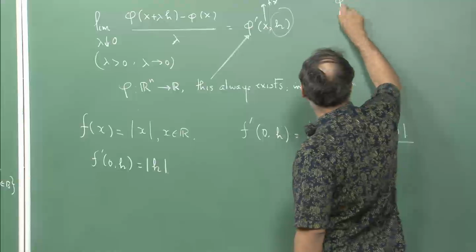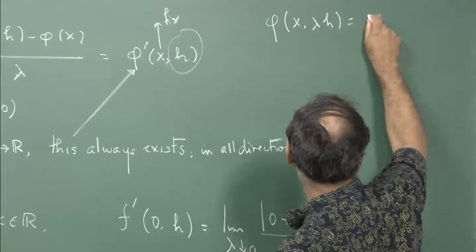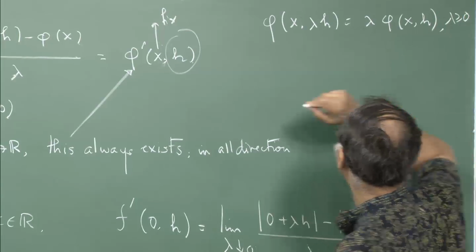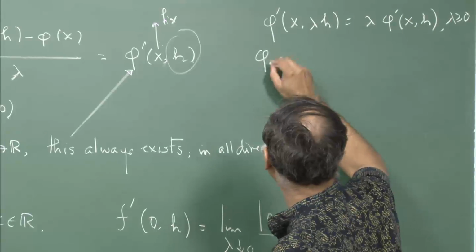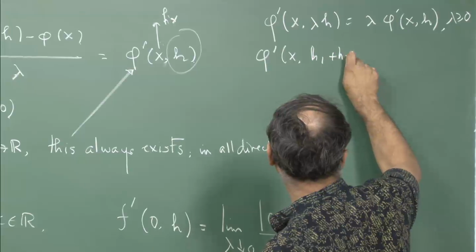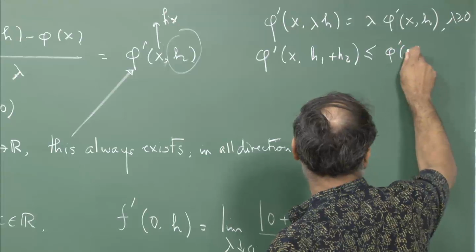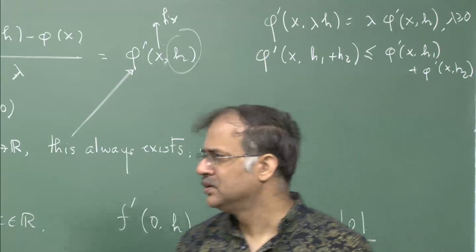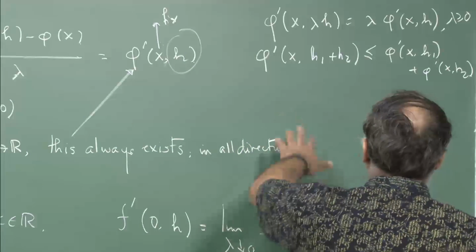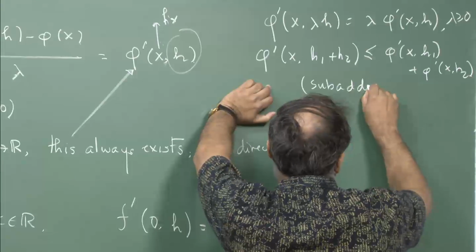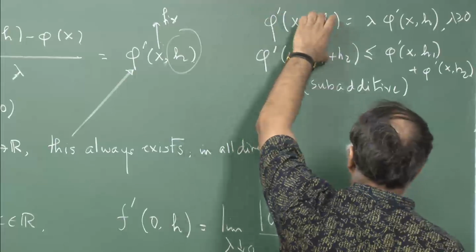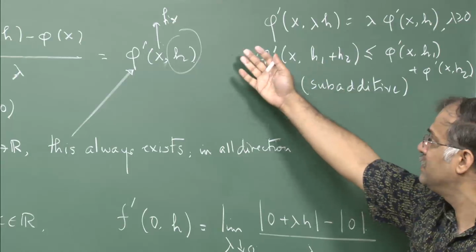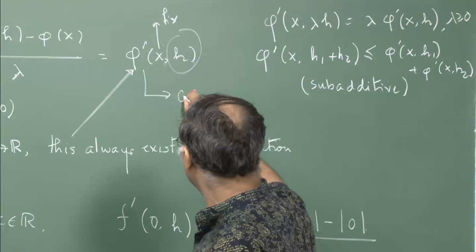As a function of h, phi dash is positively homogeneous, and also phi dash x of H1 plus H2 is subadditive. So it is positively homogeneous and also subadditive. These two properties, subadditivity and positive homogeneity, if a function has them, then the function is called sublinear. Obviously it is a convex function; you can show that phi dash is a convex function in H. So it is very important to know that this is a convex function in H.